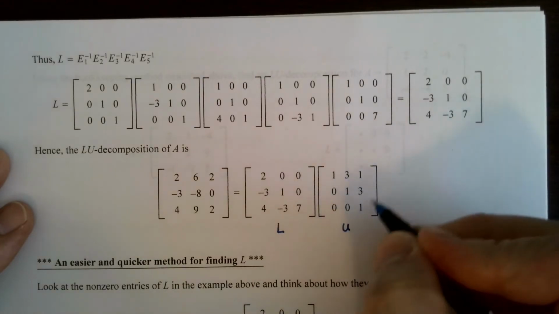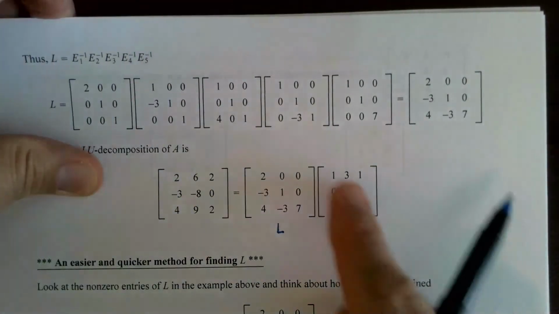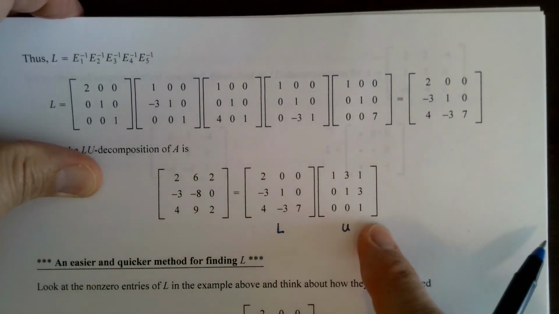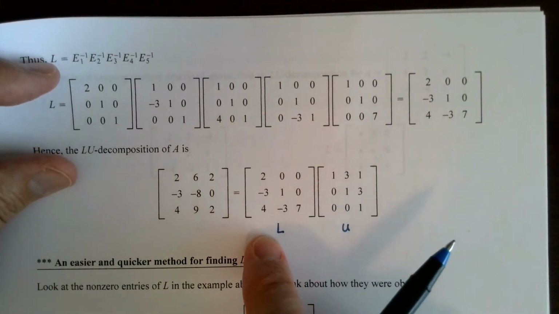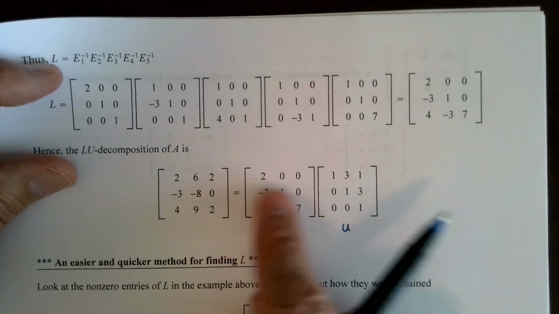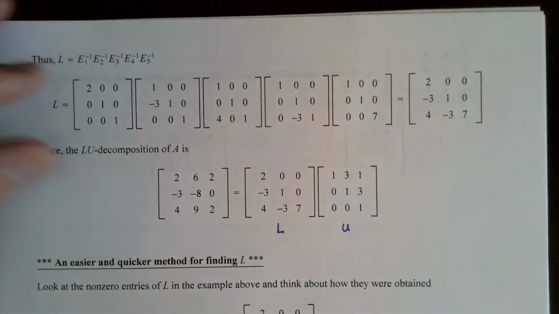This was the U I found on the previous page, where we put it. This was a row echelon form for matrix A. This is the lower triangular matrix. And you can check and make sure you multiply these together, you get the original one.